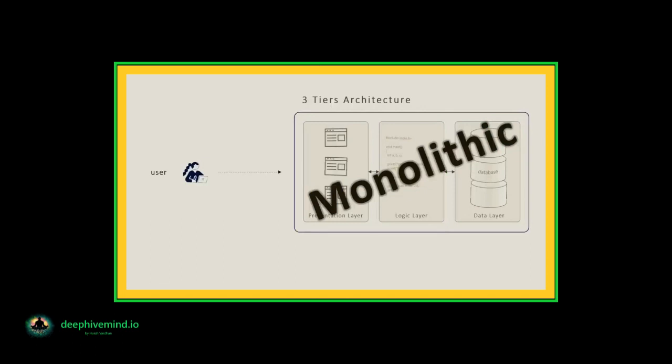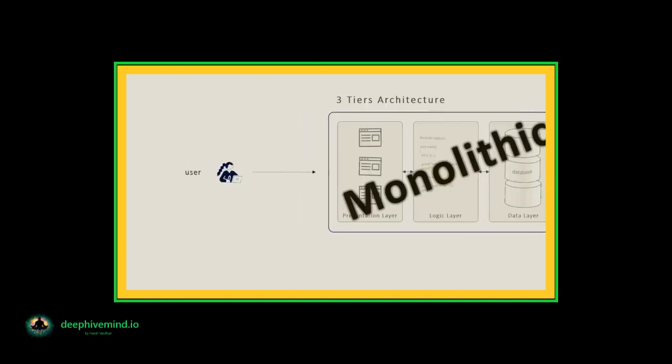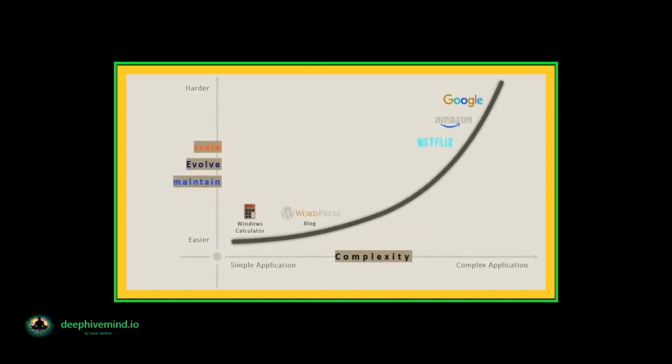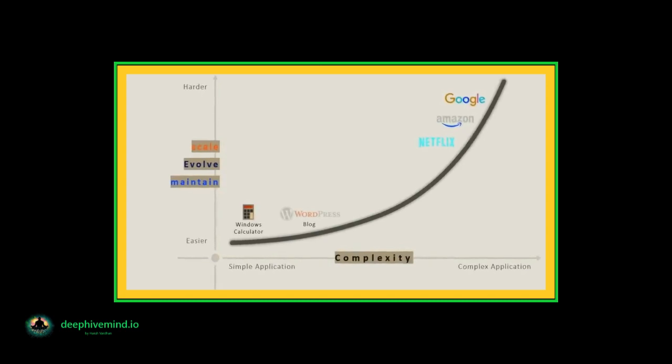While separating logic and data in two different layers made things better, it was still a centralized way of designing applications, and it didn't address quite well the challenges associated with complex applications and systems. Let's take a look at these challenges.